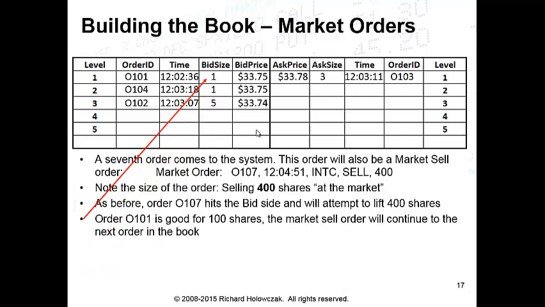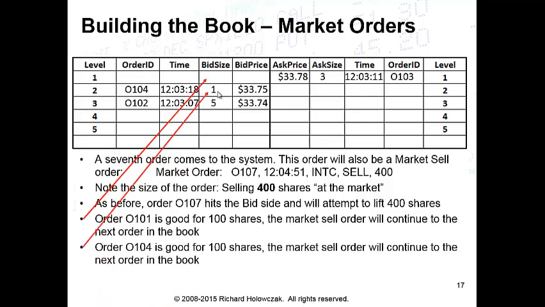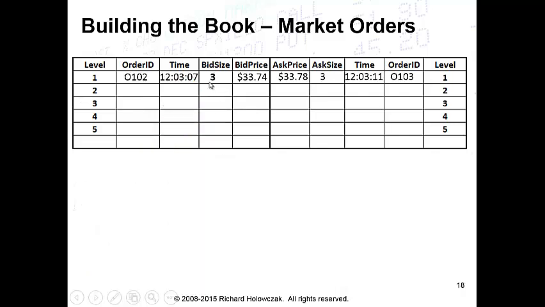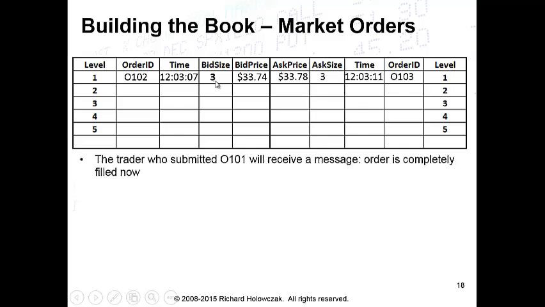We have 400 shares coming in. We sell 100 to order 101, so order 101 goes away. We sell 100 to order 104. Order 104 goes away. And we sell the remaining 200 to order 102. And taking away 2 there, we'll end up with 3 left in the book.